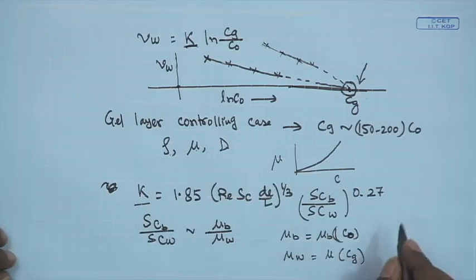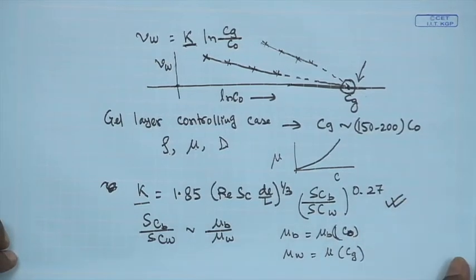Hence, one has to invoke the Sieder-Tate correction factor in order to estimate the mass transfer coefficient in case of gel layer control filtration, because here the concentration variation is the maximum, leading to the maximum variation of the thermophysical or transport properties. So, this correction factor is a must in case of gel layer control filtration compared to the osmotic pressure control filtration.